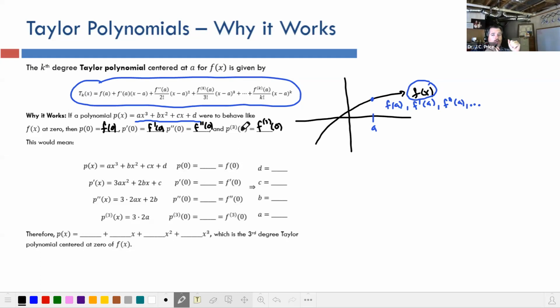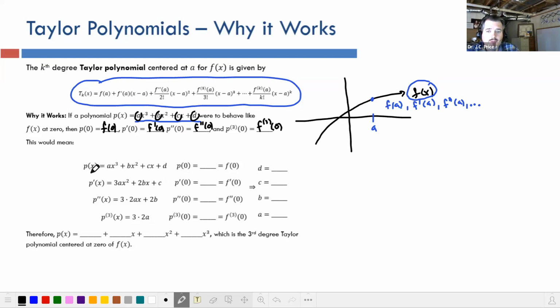So it's a third degree polynomial, and the height of the function and the polynomial are the same. The first derivative of the polynomial and the function are the same. The second derivative of the polynomial and the function are the same. And the third derivative of the polynomial and the function are the same at 0, right? So at a single point. So let's see what that forces our A, B, C, and D to actually be.